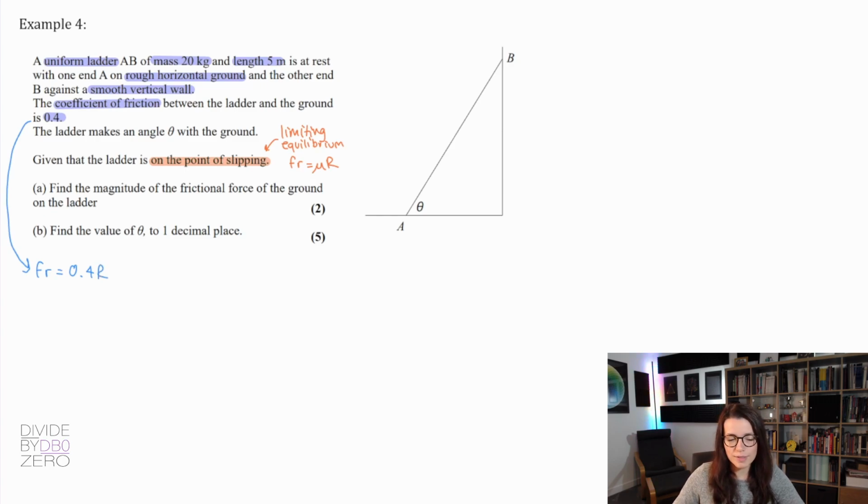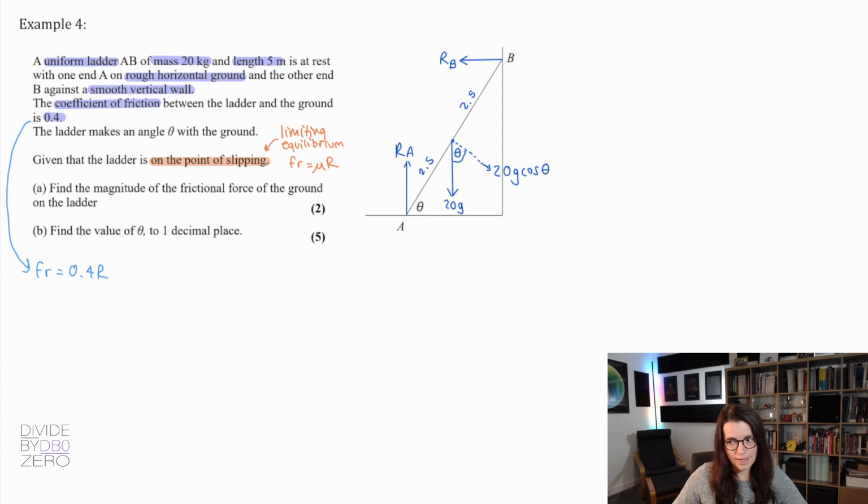Now we can label the forces. Because it's a uniform ladder, its mass is going to act at the center, and that will be 20g for the weight. This component here will be 20g cos theta, because this is theta. And in terms of its position, because it's uniform, that will be 2.5 meters on either side. We've got a normal reaction force at B, which is going to be perpendicular to the wall. I'm going to label that as RB because there is another one down here for A. So we can label that as RA.